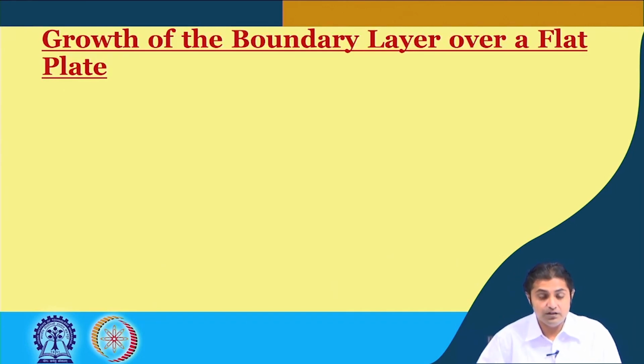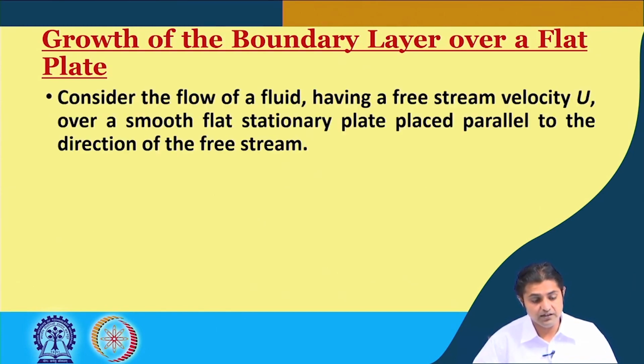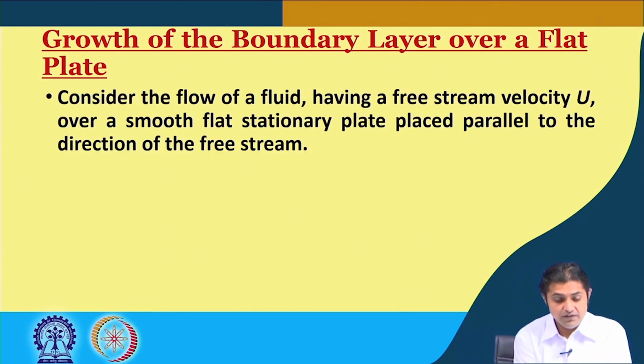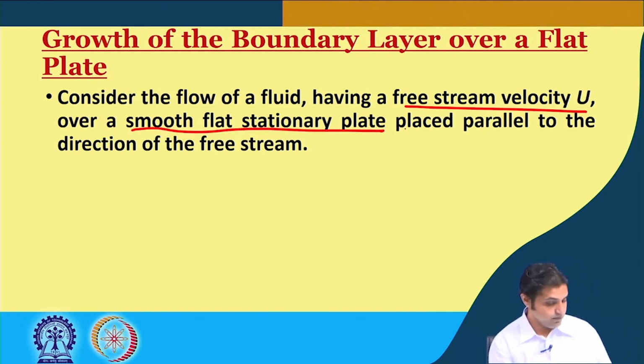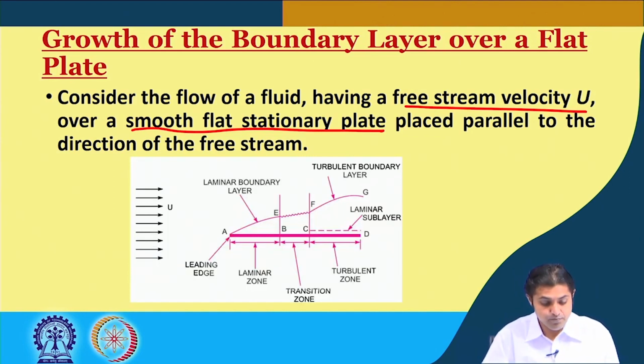Now, after this brief introduction, we will talk about how the boundary layer grows over a flat plate. The flat plate is the most simplified object that we think of. When the flow passes over it, how will the boundary layer grow? To do that, we have to consider the flow of a fluid having free stream velocity u, happening over a smooth flat stationary plate placed parallel to the direction of the free stream. So, something like this.